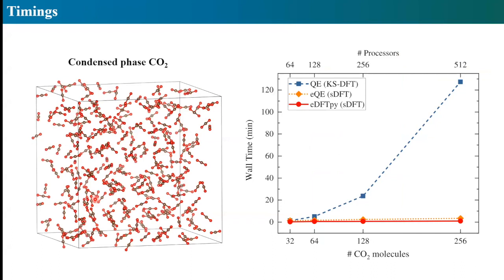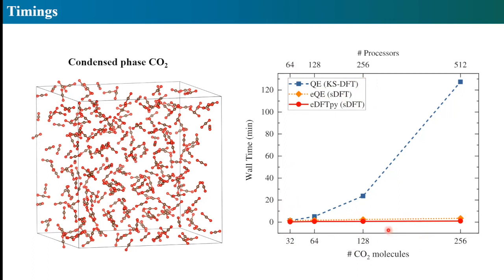So how about the speed? We want to use subsystem DFT because it should be much faster than Kohn-Sham DFT. So here is an example. We studied condensed phase carbon dioxide with a Kohn-Sham DFT code, Quantum Espresso, and two subsystem DFT codes, QE and eDFTpy. And we can see that the subsystem DFT codes scale linearly.